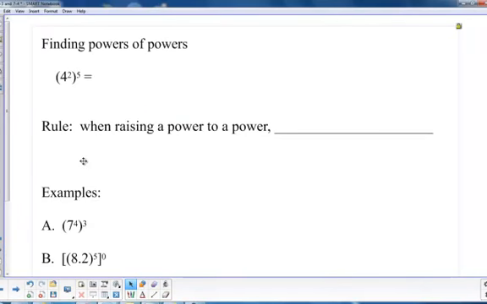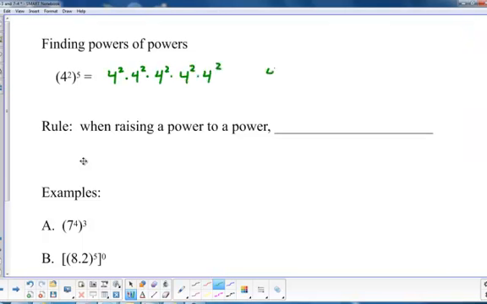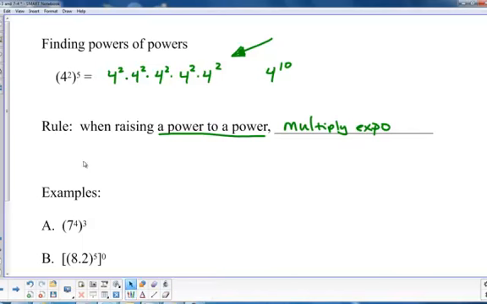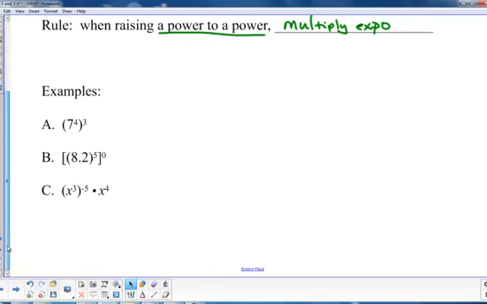All right, this is a little bit different because now we have a power to a power. So what this means is that we have 5 4 squareds. So this is actually 4 to the 10th. So when you're raising a power to a power, you actually multiply the exponents. I kind of like to think about it, writing it out, and think that you always add your exponents, so that you don't get confused. But if this makes sense, we'll continue on.